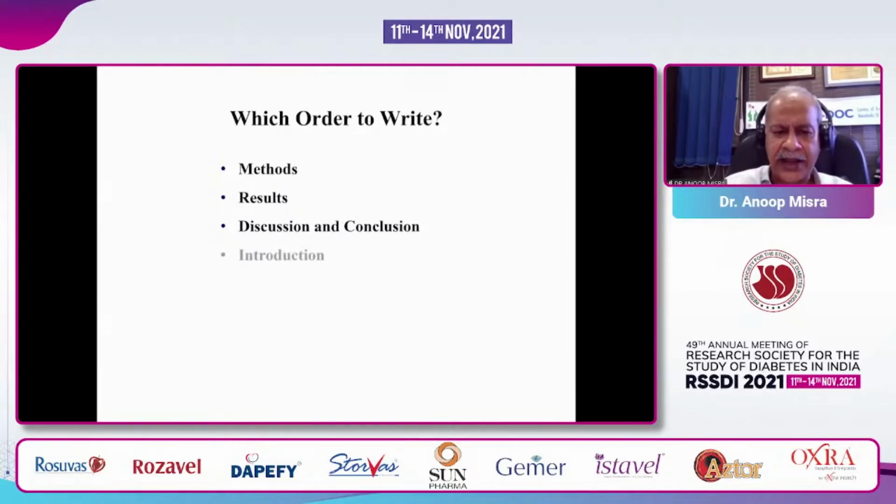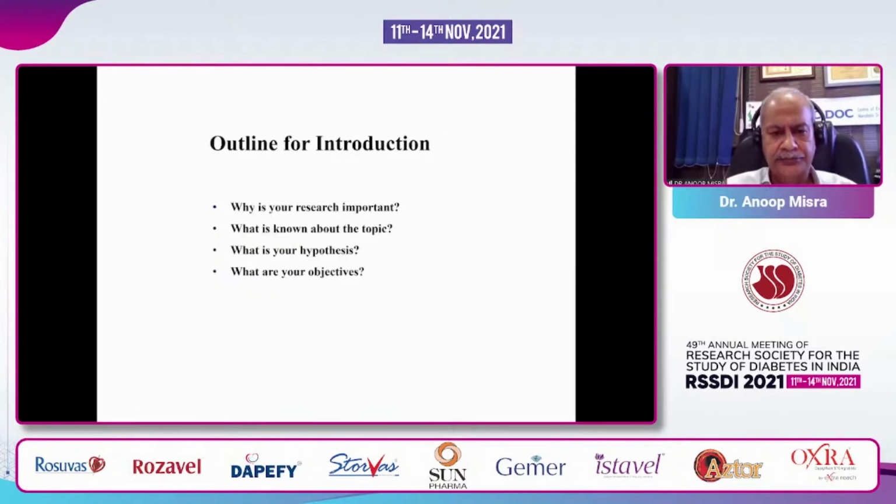And then once you finish that, you write the introduction now. And then finally the abstract. Now some people start with the abstract. Absolutely incorrect. And finally the title. So this is the way you should write any paper.